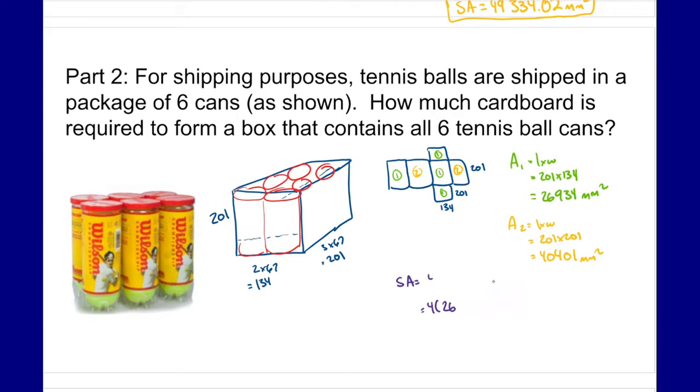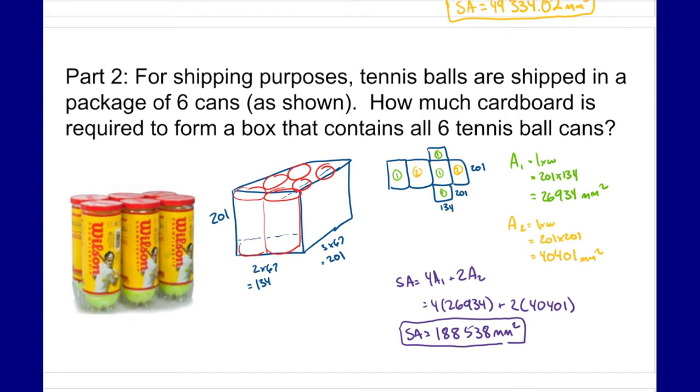So when we go down to this final formula here, it's actually 4 times area 1 plus 2 times area 2. So 4 times 26,934 plus 2 times 40,401. And in the end, we get 188,538 millimeters squared. So again, that's where it can be very helpful to draw out your net and label your dimensions, so that you make sure you understand how many of each surface area you have.